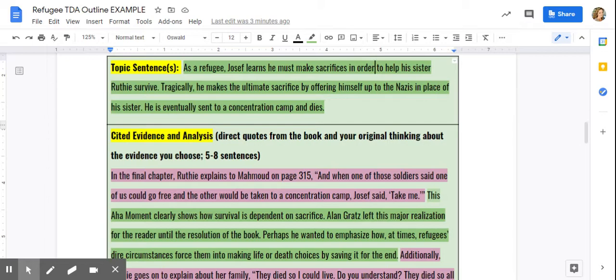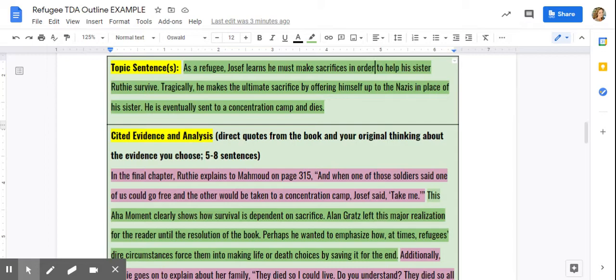Don't just repeat back to me what the evidence says. Sometimes I've seen where someone might say, well, this evidence says that he volunteered himself to go to the concentration camp. Yeah, I know that. That's what the evidence says. Give me some original thinking about it. What do you think about it? Why did you include this? How does it support your thesis? This is what I wrote.